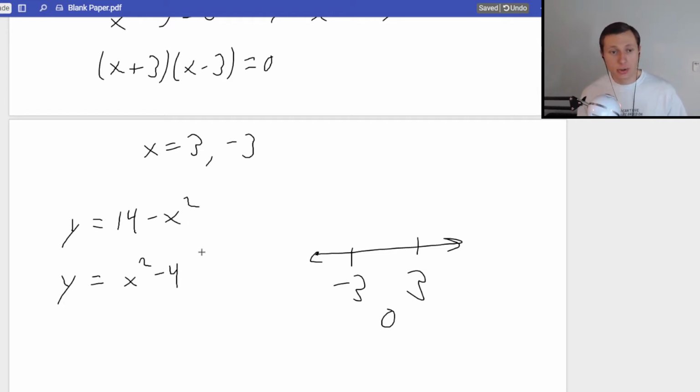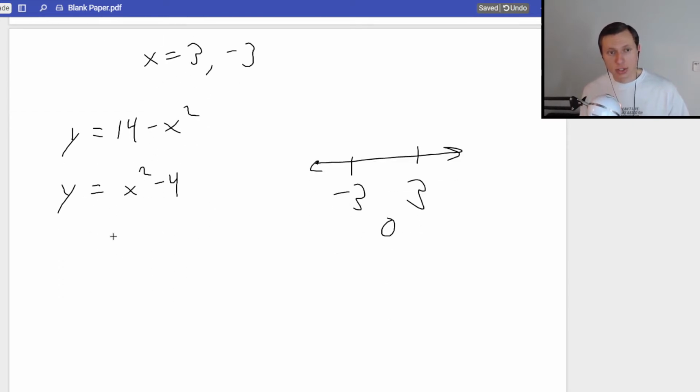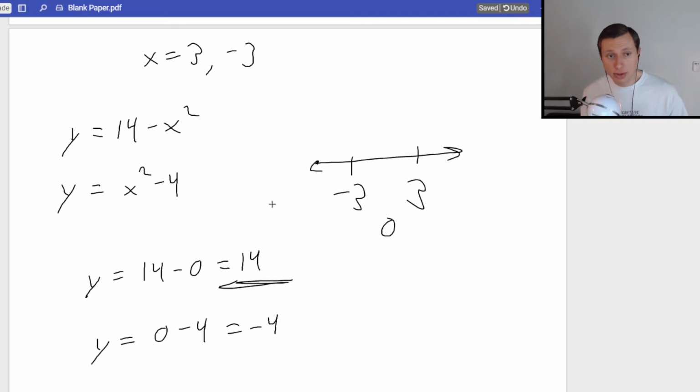We plug in 0 into both. What would we get? For the first, y equals 14 minus 0, so 14. For the other one, y equals 0 minus 4, so negative 4. Obviously, 14 is higher in this case, so the top function is y equals 14 minus x squared. That's the first function in my integral, 14 minus x squared. Any questions?